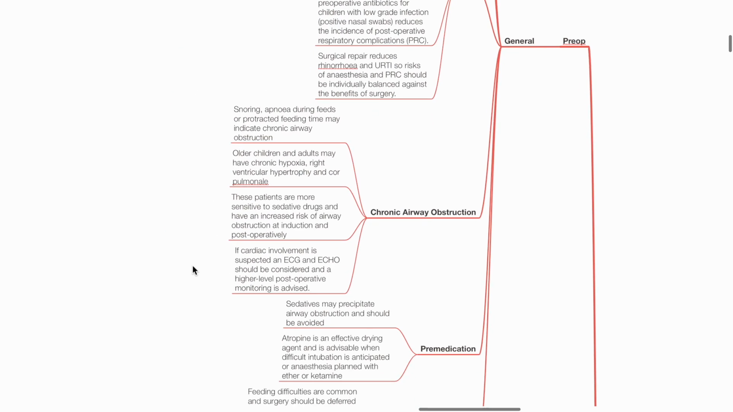Chronic airway obstruction may be indicated by snoring and apnea during feeds or protracted feeding time. Older children and adults may have chronic hypoxia, right ventricular hypertrophy, and cor pulmonale. Patients with OSA are more sensitive to sedative drugs. They have increased risk of airway obstruction at induction and post-op. If cardiac involvement is suspected, ECG, echo, and other tests should be considered, and higher level post-op monitoring is advised.